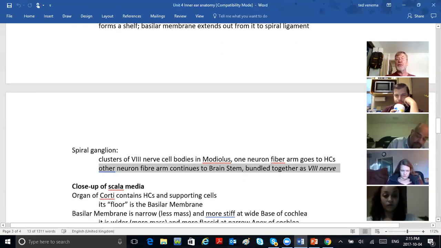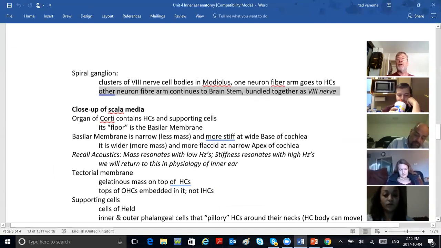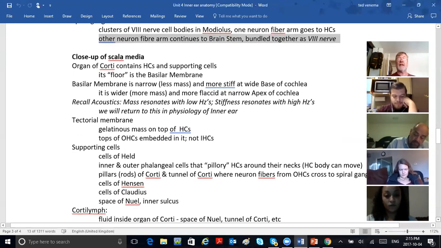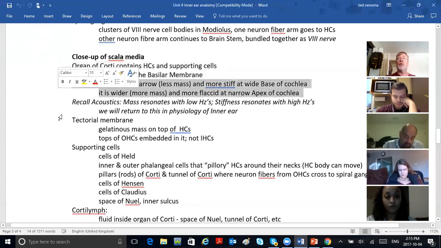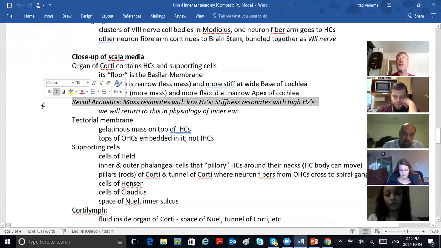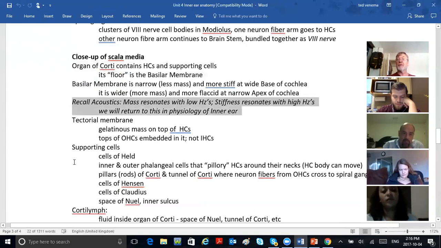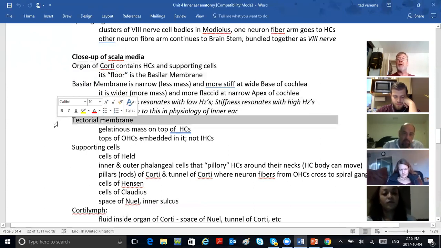And then the notes carefully show you a close-up of the scala media, and we looked at that. Organ of Corti contains hair cells and supporting cells. Its floor is the basilar membrane. The basilar membrane is narrow with less mass and more stiffness at the wide base. It's wider with more mass and less stiffness toward the narrow apex. Recall from acoustics. Okay?